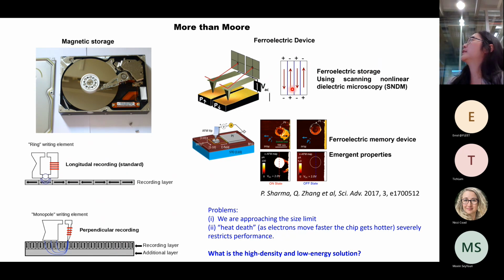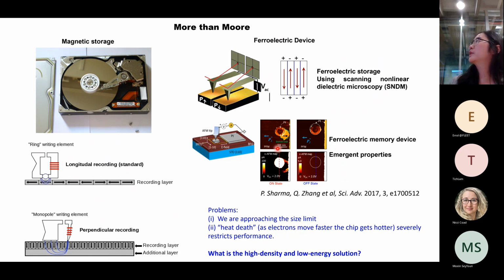Ferroelectrics also have these domain structures, and they have also been used to develop ferroelectric storage functions using SNDM. In addition, because ferroelectrics are about electrical polarization, they can link more to electrical properties, and they have shown some very interesting emergent properties. For example, for BFO, some of the domain walls show conductivity.